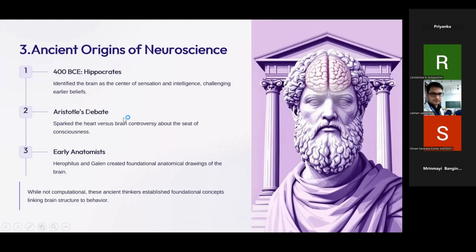So if you look at the ancient origins of neuroscience, especially in the Western tradition, Hippocrates, the father of Western medicine, spoke of the brain as the center of sensation and intelligence. There was a big debate in the Western tradition about what is the seat of the so-called soul. Some people said it's the brain. Some people said it's the ventricles, which are the hollow cavities in the brain. And people like Aristotle even speculated that the heart is the seat of the soul.